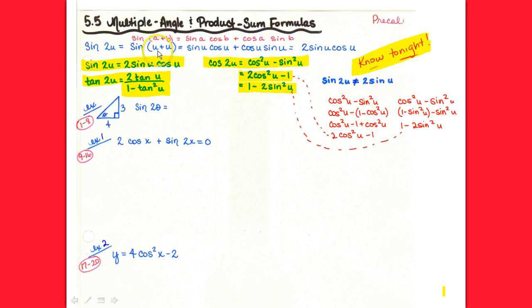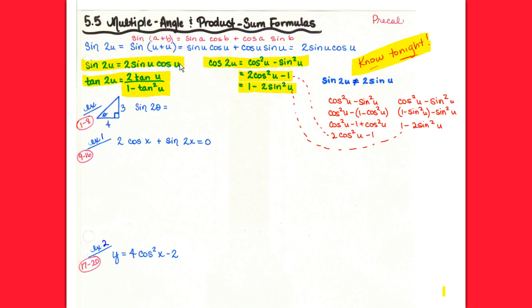So if I go through and put u in for a and u in for b, over here u in for a, u in for b, u in for a, u in for b, I'm going to end up with 1 sine cosine plus 1 sine cosine. That would be 2 sine cosine. And that's exactly what this formula is. I could do the same thing with cosine double angle.